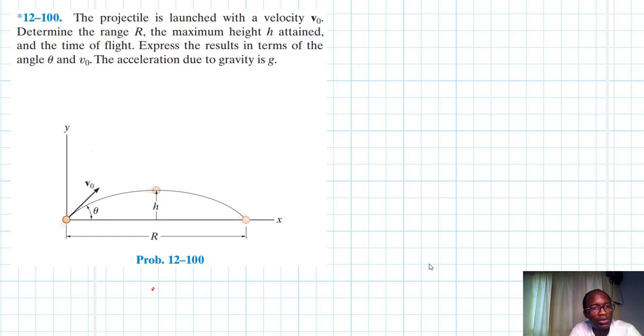The problem reads that the projectile is launched with a velocity v naught. Determine the range R, the maximum height h attained, and the time of flight. Express the result in terms of the angle theta, and we know the acceleration due to gravity is g. This problem is coming from Engineering Mechanics Dynamics, 14th edition, by R.C. Hibbeler. Some basics: we have velocity, which is the time derivative of position.